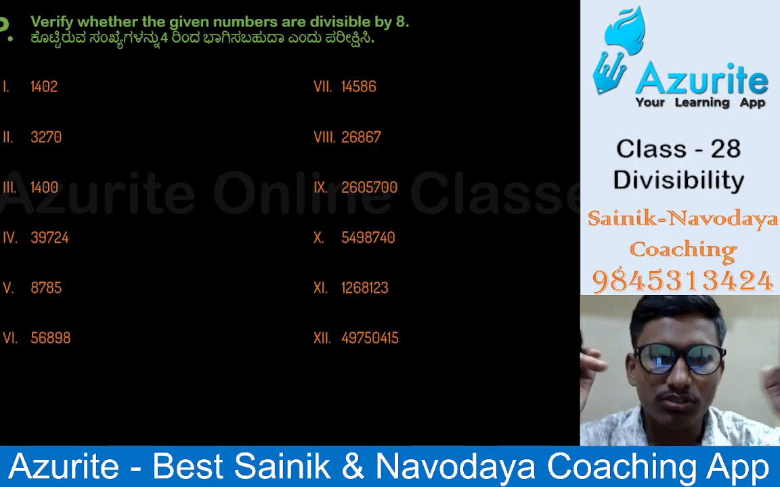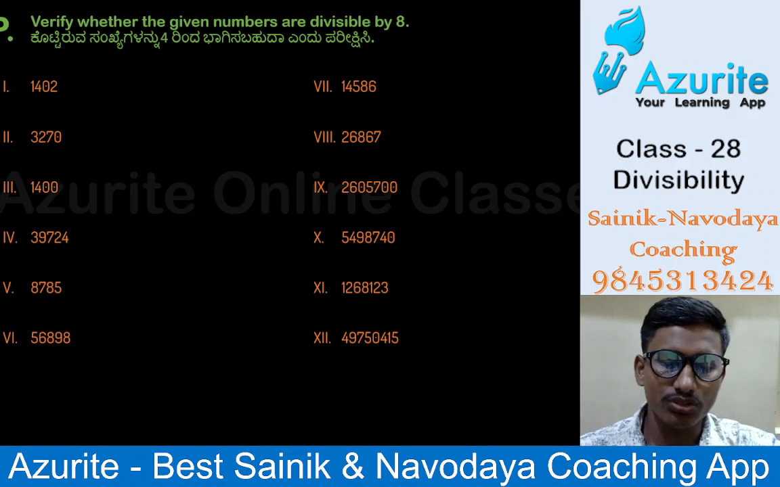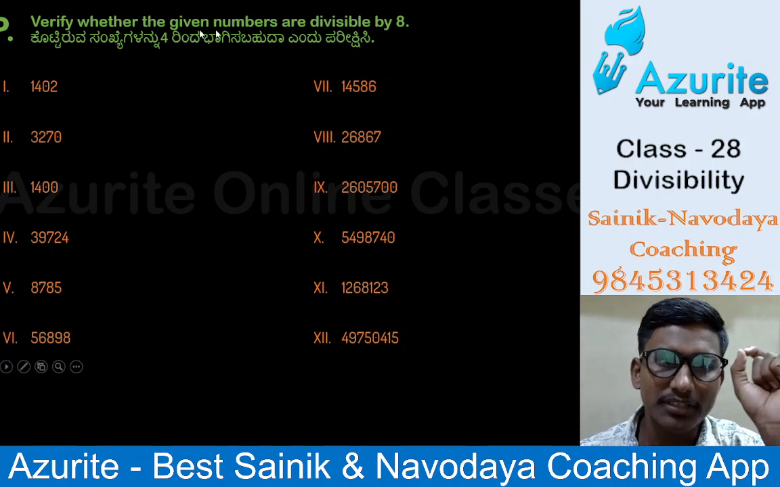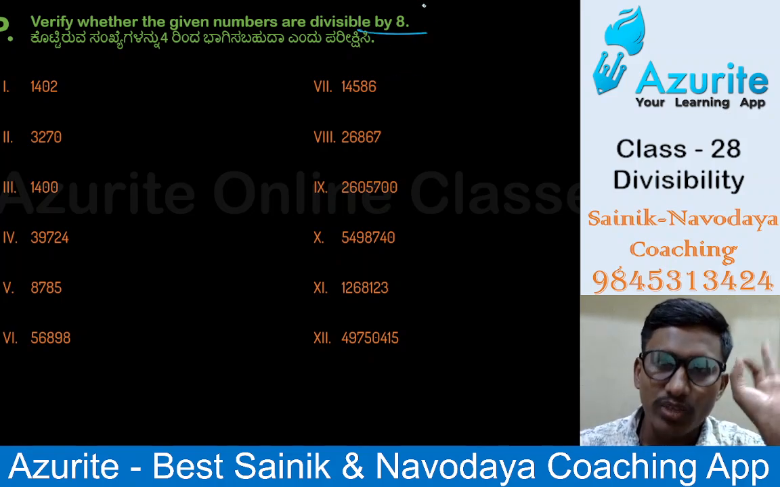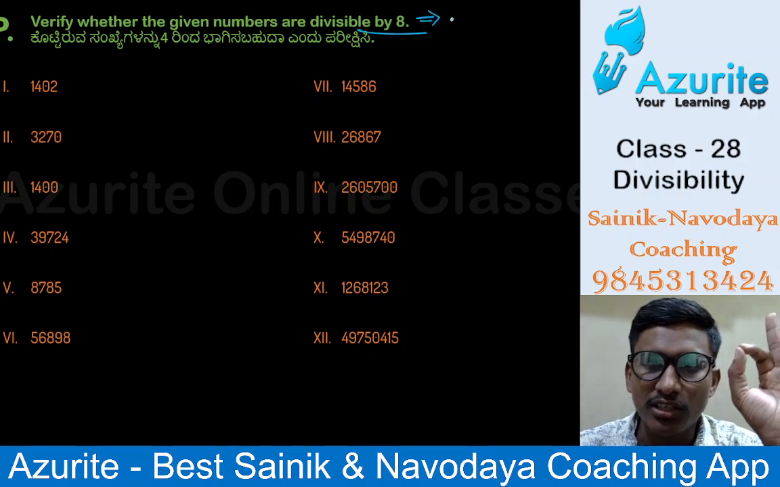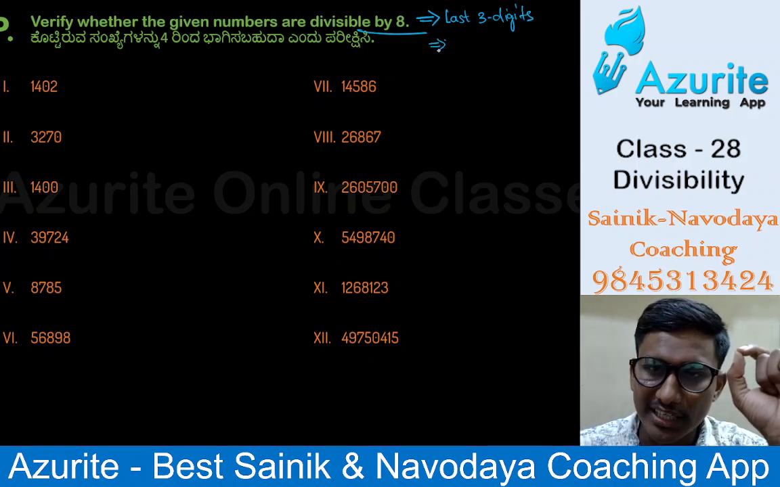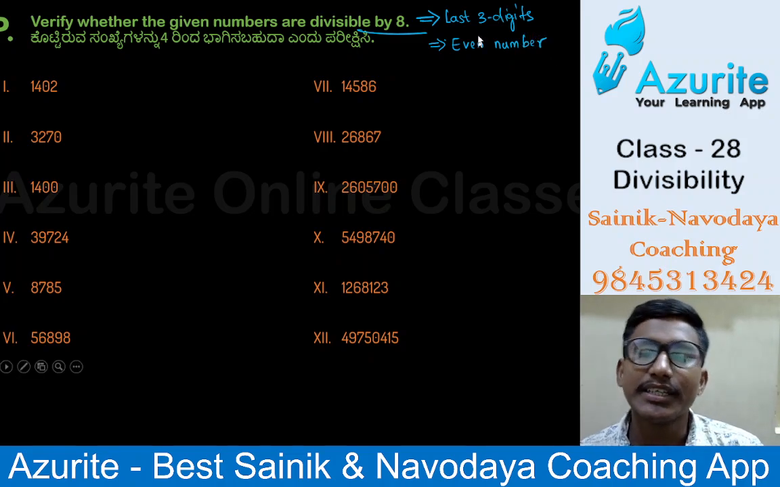So now students will solve the questions. Okay. So first, how to do directly, let us see here. So first question is, it is given as verify whether the given numbers are divisible by 8. So we have to verify. So 8 divisibility is, we have to check how many digits? Last 3 digits we have to check. And it should be an even number also. Then only we will check the last 3 digits.